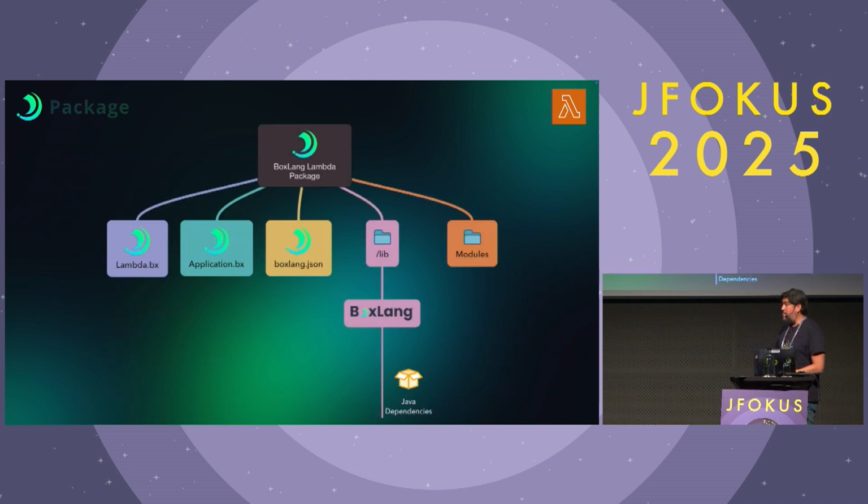The end result will be something like this. It will be your package Lambda according to the vendor that you're deploying it to, with your lambda.bx, with the optional application.bx available, with a custom boxlang.json. Basically, the entire language can be configured with a JSON file.